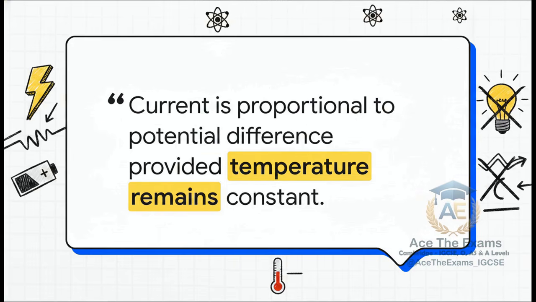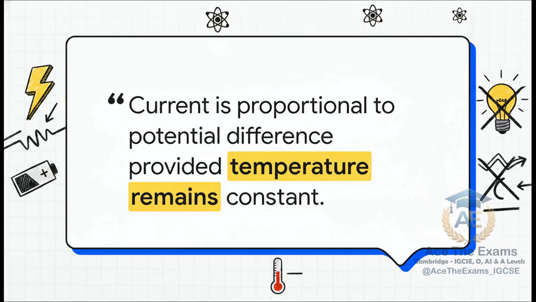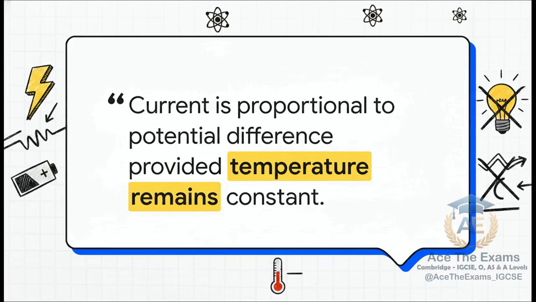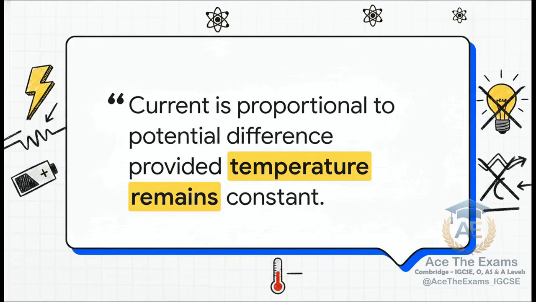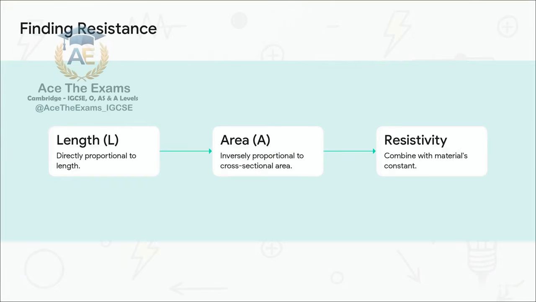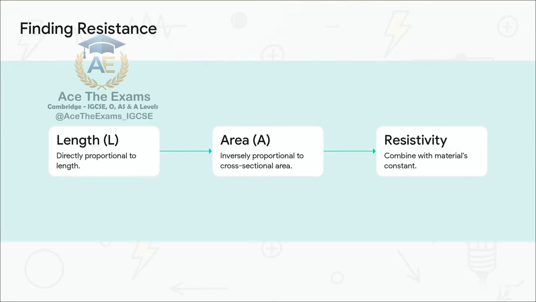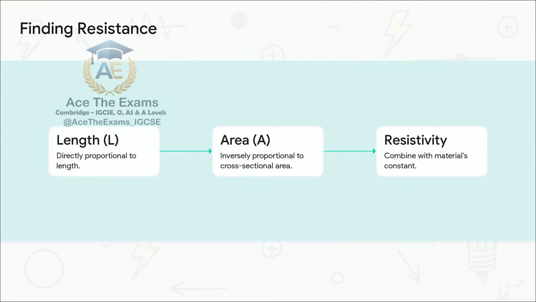It only holds true under constant physical conditions. If a question asks you to state Ohm's law and you forget to write provided temperature remains constant, you will lose the mark. Period. So, assuming we do have a constant temperature, what actually determines the baseline resistance of a wire? It comes down entirely to its physical geometry and the specific material it's made of.